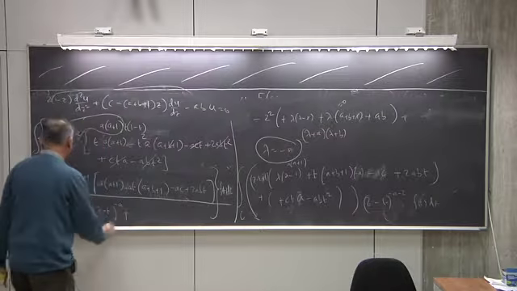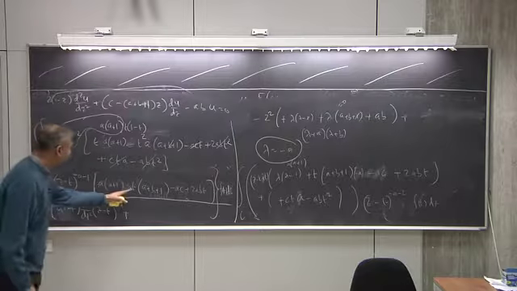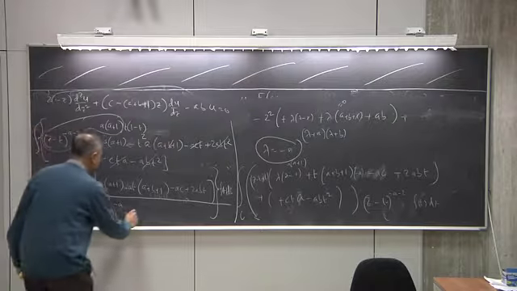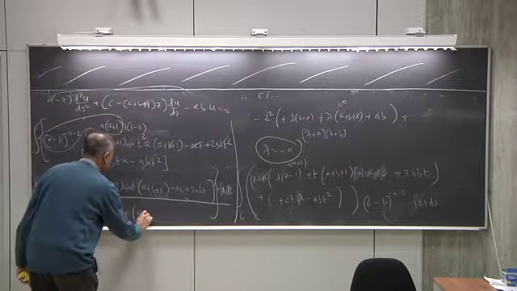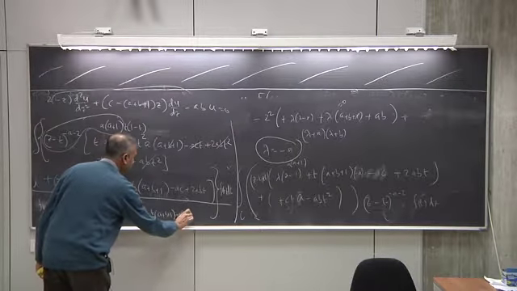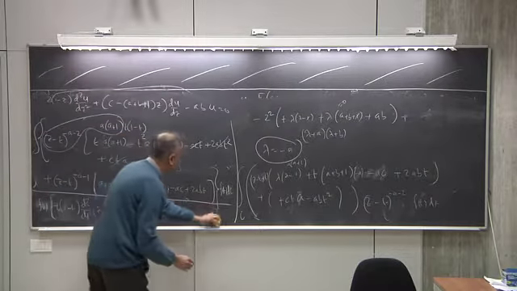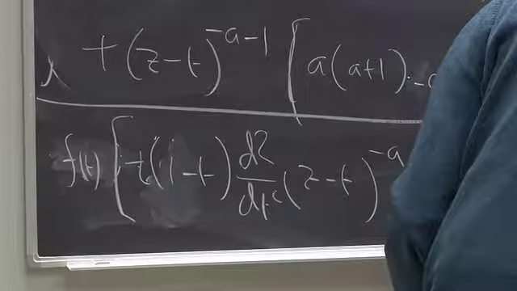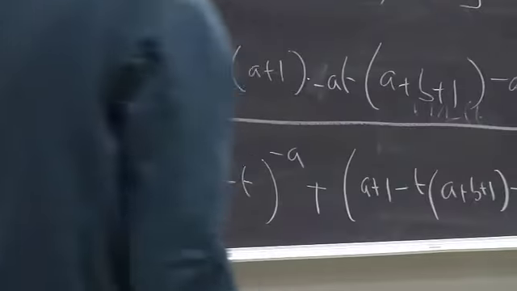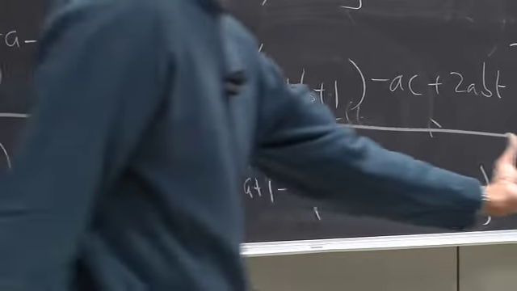And the second term is, let's see, there's a factor of a everywhere, a common factor, right? So combining this a, what is left over here is a plus 1 minus t times a plus b plus 1 minus ac minus c plus 2bt. This whole thing multiplying d by dt of z minus t to the minus a. Right? So you see what I have done, I have written both of these terms as some derivatives acting on this factor, z minus t to the minus a.